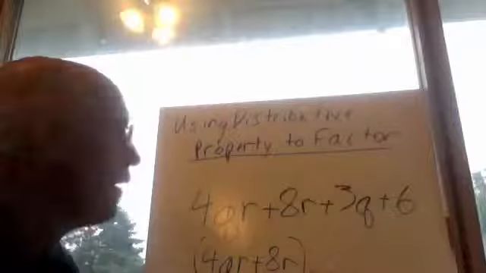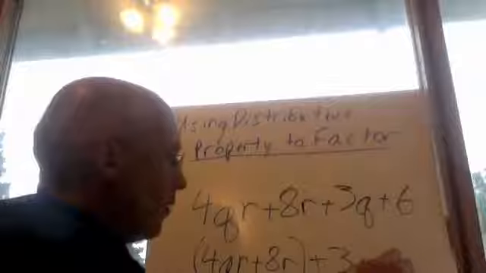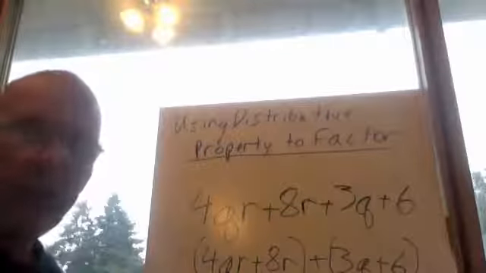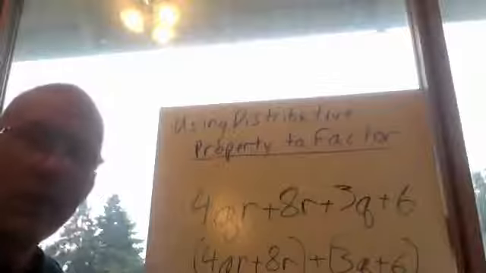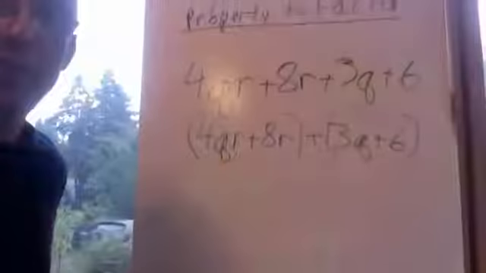4QR plus 8R is going to be our first grouping. And that leaves us something that has something in common. It has a 3 in common there, so that's okay. So 3Q plus 6, we're going to group those together. So that's your first step. Group pairs together, or I guess it could be more than a pair, but it's usually going to be pairs, I think, in this section that have something in common. So we've done that. Let me tilt this down, make sure you can see.